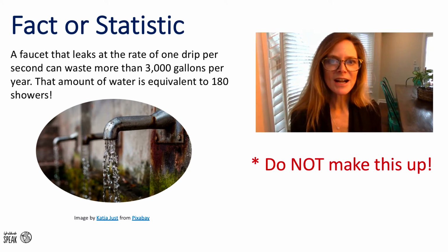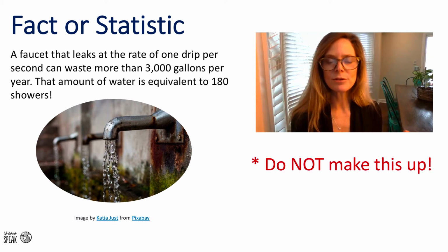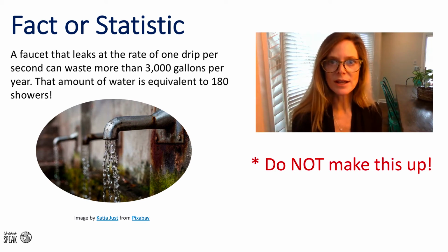Now, here I have a fact: a faucet that leaks at the rate of 1 drip per second can waste more than 3,000 gallons per year. That amount of water is equivalent to 180 showers. This is a true fact. And if somebody were to search that fact on the internet, they would be able to find that it's true. And it's super interesting as well if you think about how much water that actually is.